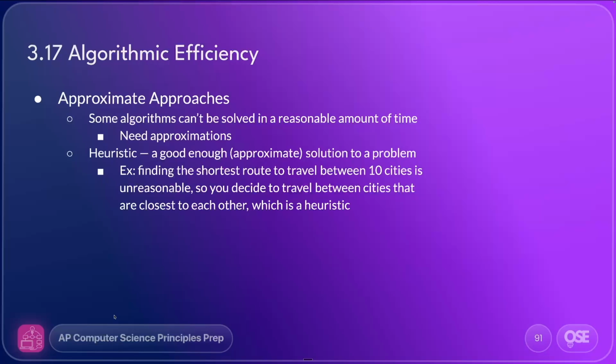In some cases, you have to use approximate approaches. For example, some algorithms can't be solved in a reasonable amount of time. As a result, you'll need to approximate them. An important term we have to know for this topic is heuristic. It's a good enough solution to a problem. It's a common example you will see. Finding the shortest route to travel between 10 cities is unreasonable. It takes way too much time. So instead you decide to travel between cities that are closest to each other, which is a heuristic. It might not be the best approach, it's an approximation, but it's a good enough approximation.